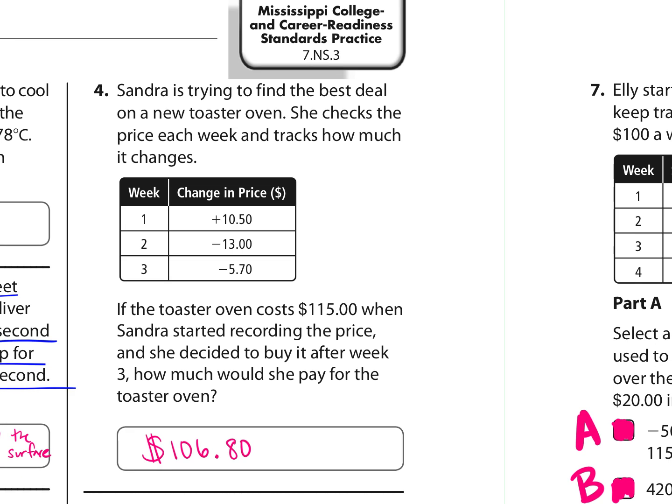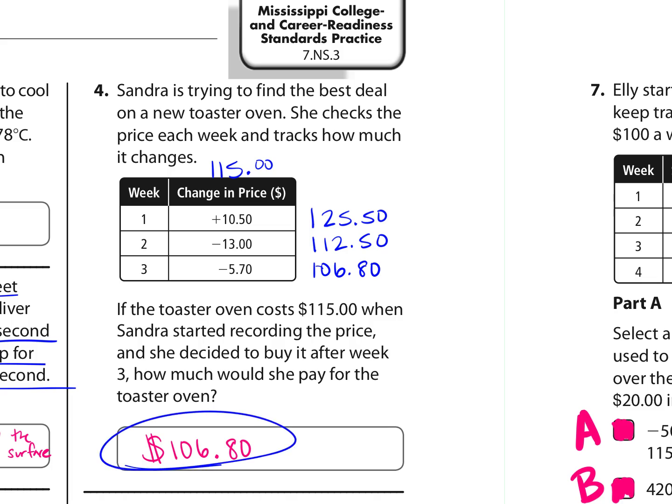I would just follow this table and say, okay, she starts at $115. Let's add $10.50. Well, now you're at $125.50. We'll subtract $13. So now it's $112.50. Then we'll subtract $5.70. So now we're at $106.80. And that's where we get the price.